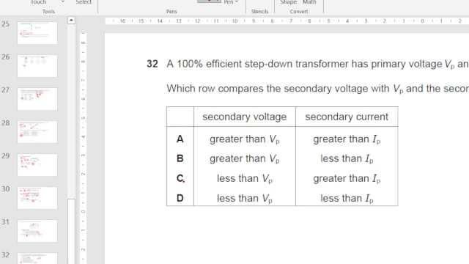And the 32nd question: a 100% efficient step down transformer has a primary. It's a step down transformer, so whatever the primary voltage and secondary voltage may be, it is being stepped down. So the number of windings is less in the secondary. Voltage, primary current. Which row compares the secondary voltage with VP and the secondary current with IP?